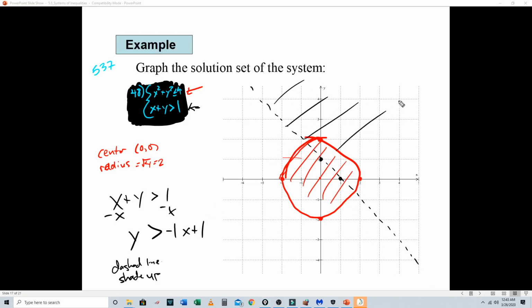Now, the question is, where does the shading overlap? It overlaps right in here.